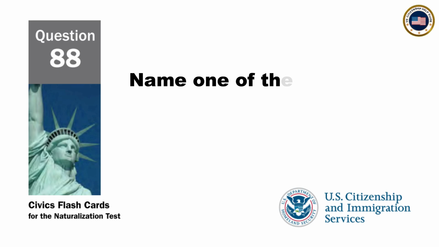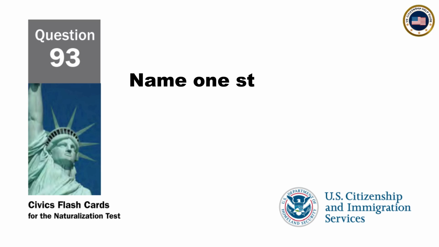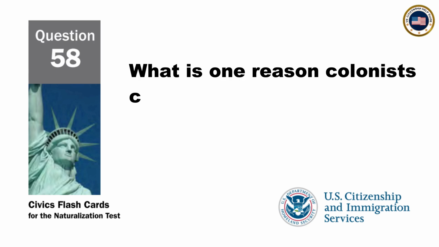Name one of the two longest rivers in the United States. Mississippi River. Name one state that borders Mexico. California. What is one reason colonists came to America? Religious freedom.